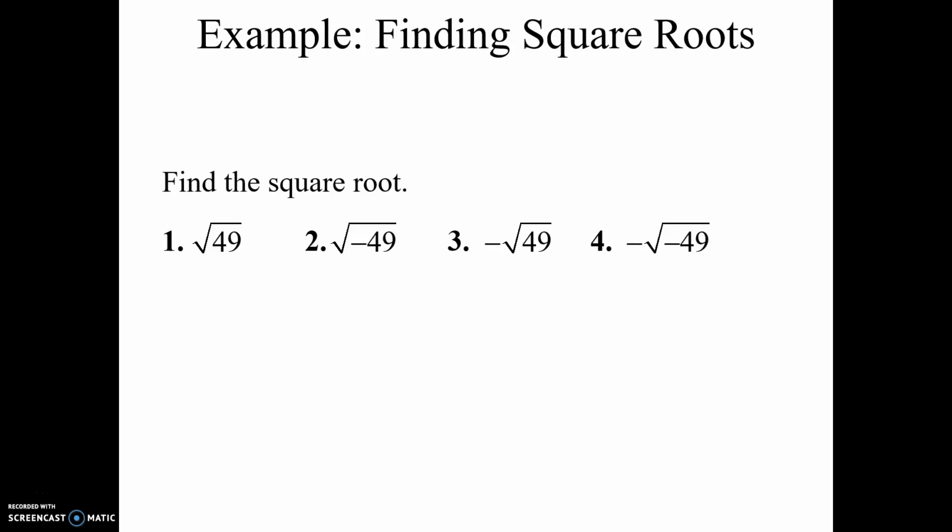Let's find the square roots. Square root of 49. We want to think about which number multiplied by itself will give you 49. Since 7 times 7 is 49, the square root of 49 is equal to 7.